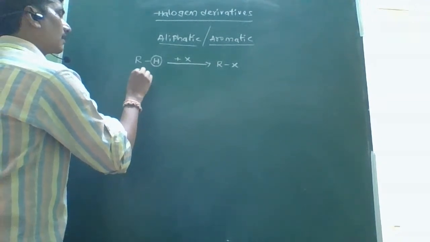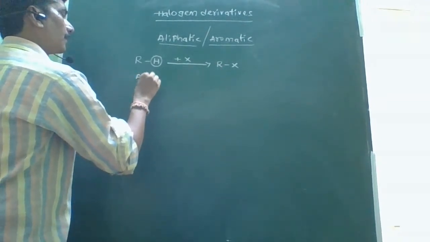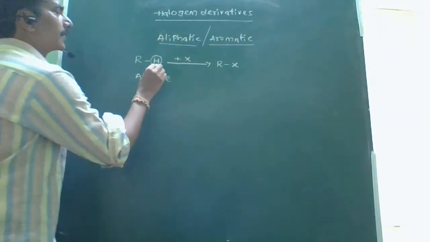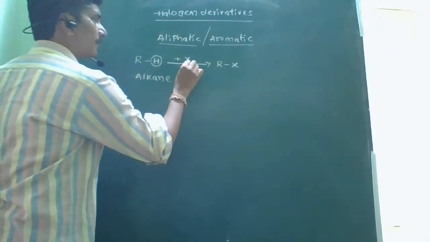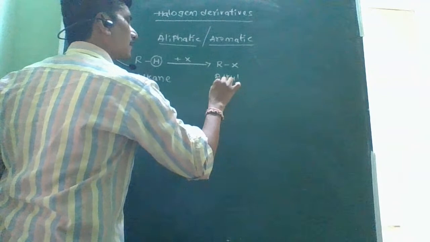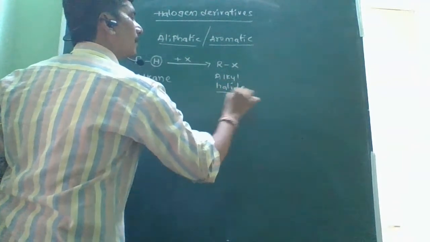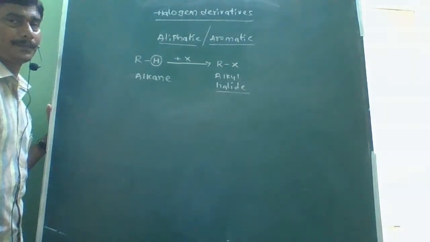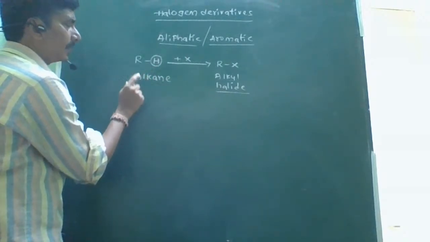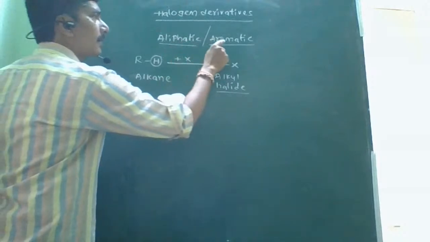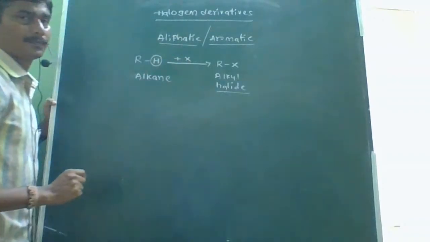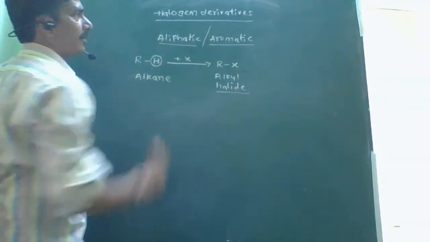If you think it's an alkane, this hydrogen atom replaced by one halogen atom, we convert it into RX, known as the alkyl halide. Simply, compounds which are derived from the hydrocarbons, like aliphatic, aromatic, by replacing of hydrogen atom with the halogen, are known as halogen derivatives.